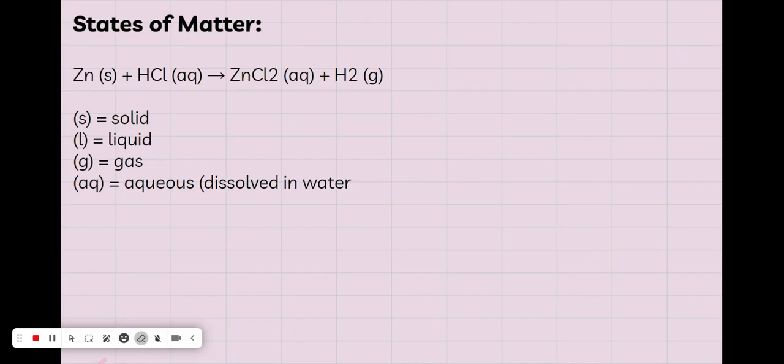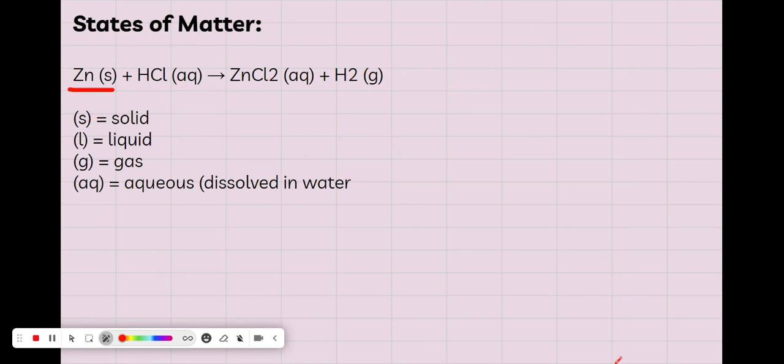So let's talk about states of matter. So we have ZnS plus HCl (aq) plus Cl2 (aq) plus H2 (g). The S, as we can see in the first part of this, is a solid. So this is telling us that Zn, whatever that might be, is a solid.